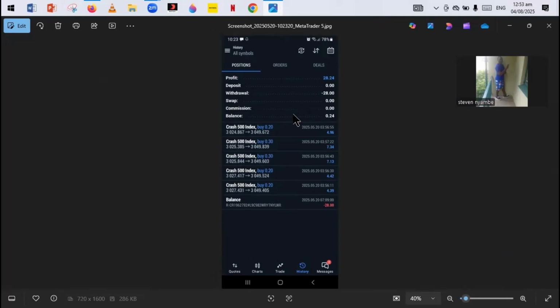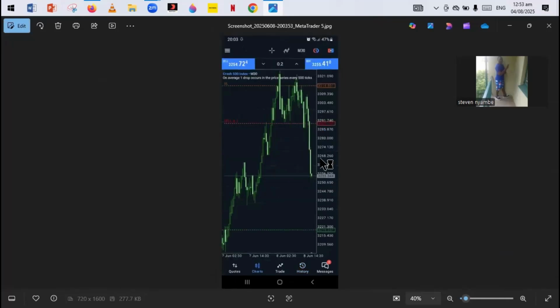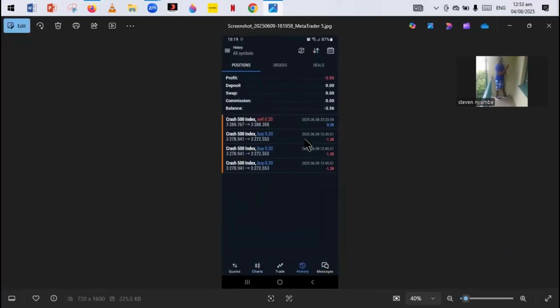So this is one of the trades that I took using the same entry models, and I was able to make profit and withdraw. This is the same entry model that I used on Crash 500 in M30. This is the same trade that I took. And then there was one day that I took a loss.